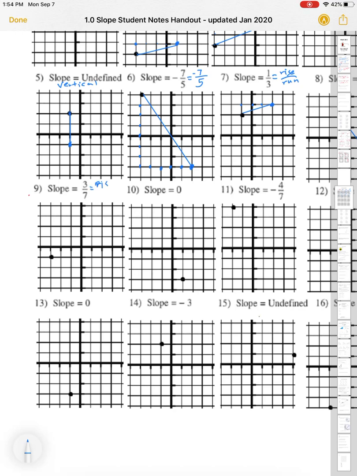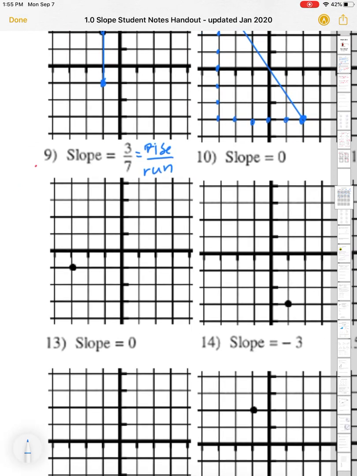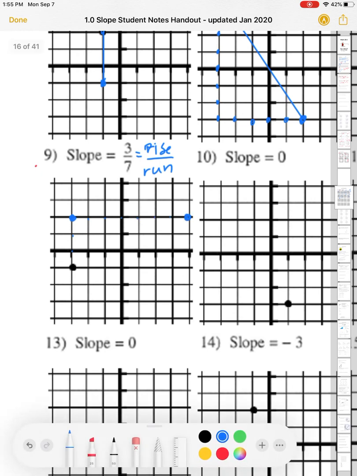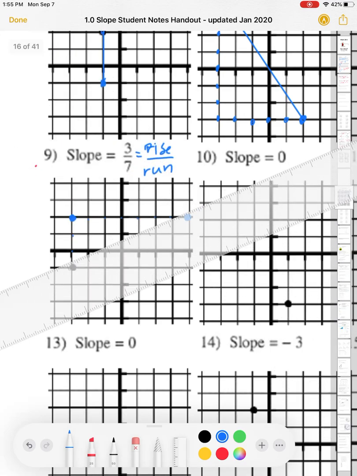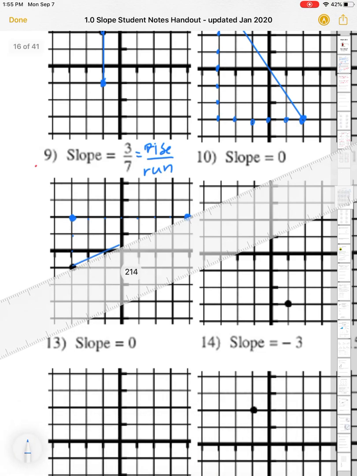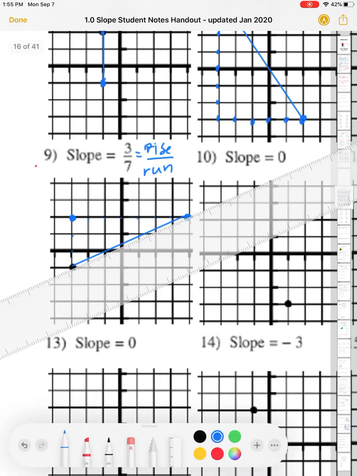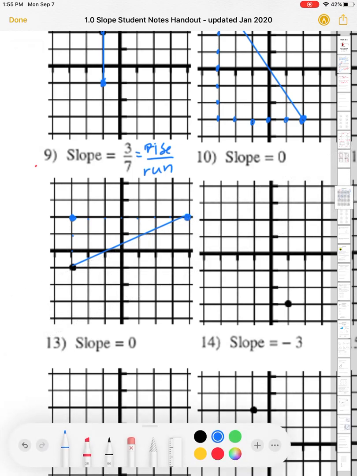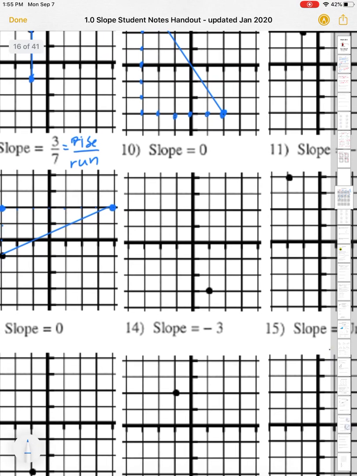We have our rise is 3 and it's over our run. So we're going to count up by 3. 1, 2, 3, and over 7. 1, 2, 3, 4, 5, 6, 7. Okay, let's put in our ruler so that we can connect those points. Nice straight line. And there we go.